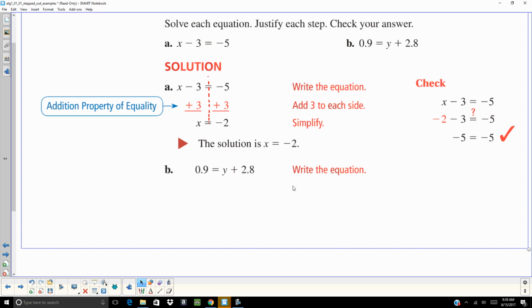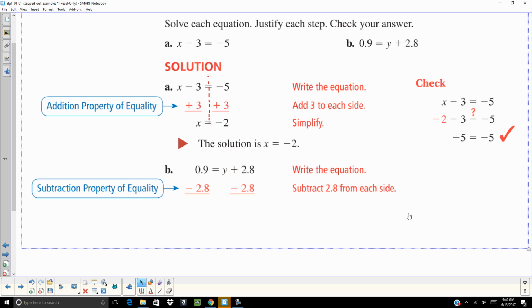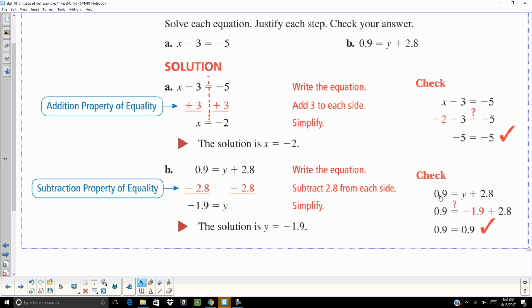This one's got some decimals in it. So first thing I do is I look and find out where my variable is. It's right there. And it looks like it's paired up with a plus 2.8. So I'm going to ask myself, well, what's the opposite of 2.8? Minus 2.8. So subtract 2.8 from both sides of the equal sign. 0.9 minus 2.8 is going to give you a negative number because you're taking away more than you have. Negative 1.9 equals y. So our solution is negative 1.9. We want to check that. Go back to your original equation, plug in the negative 1.9, and you get 0.9 equals 0.9. So we did that one correctly.